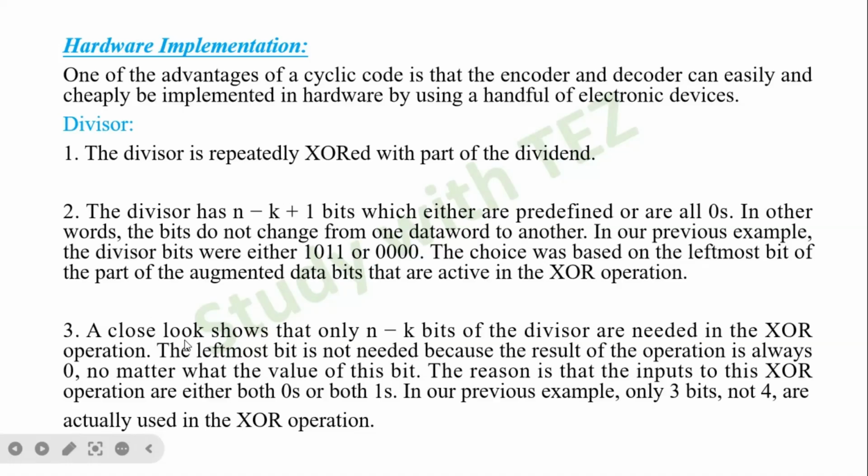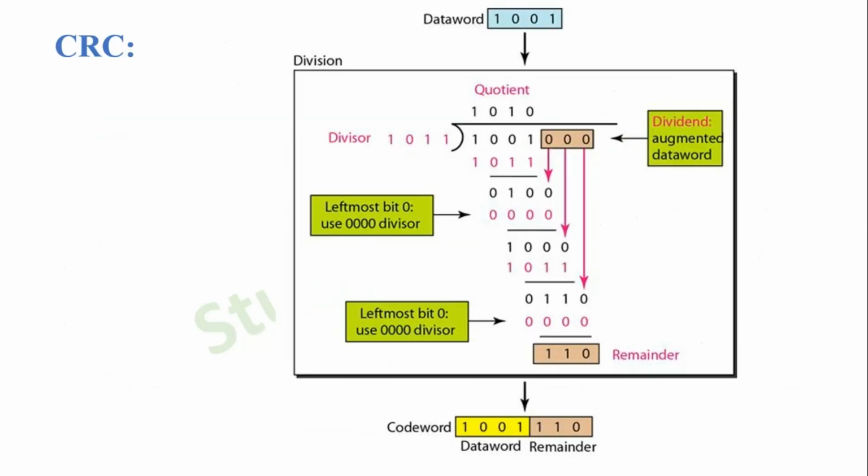Then again, a close look shows that only n minus k bits of the divisor were needed in the XOR operation. The leftmost bit is not needed because the result of the operation is always 0, no matter what the value of the bit is. The reason is that the inputs to this XOR operation are either both zeros or both ones. In our previous example, we look at the leftmost bit and then only we take the divisor. So 1 XOR 1 is zero, so we are ignoring it.